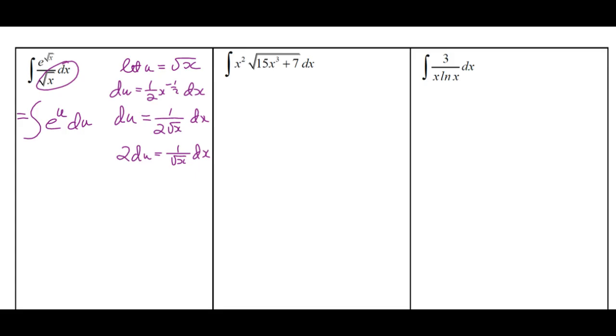Anyways, so e to the u du. What's the antiderivative of e to the u du? e to the u plus c.